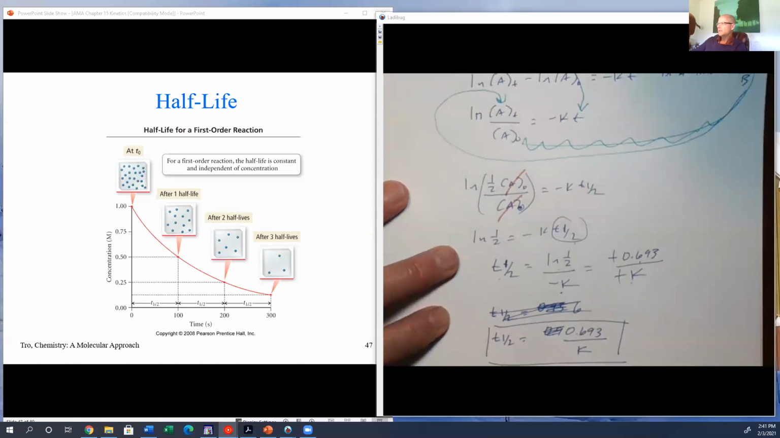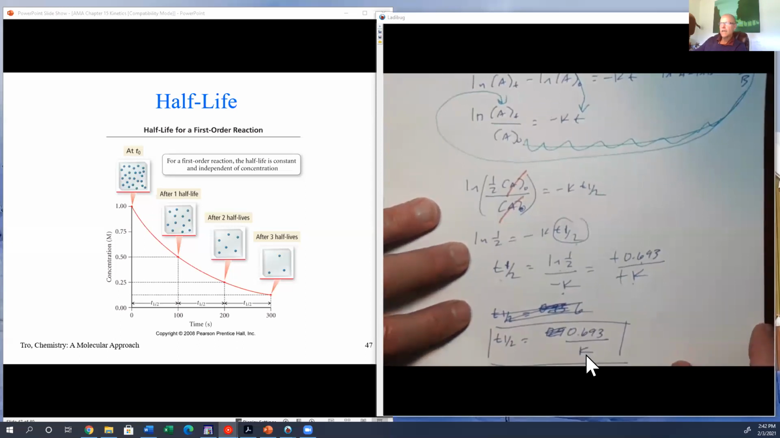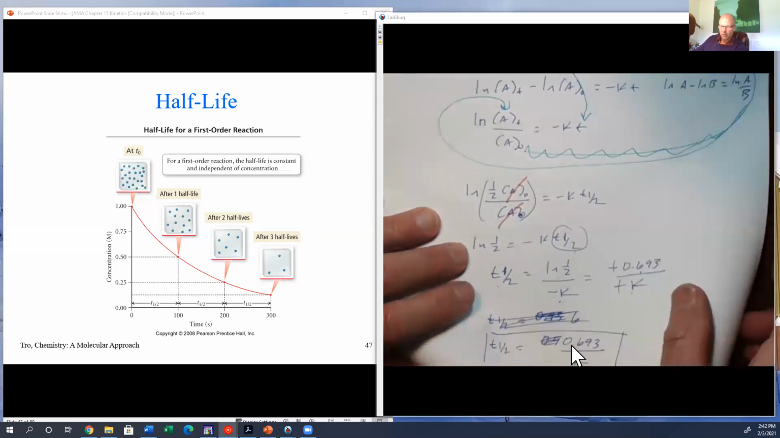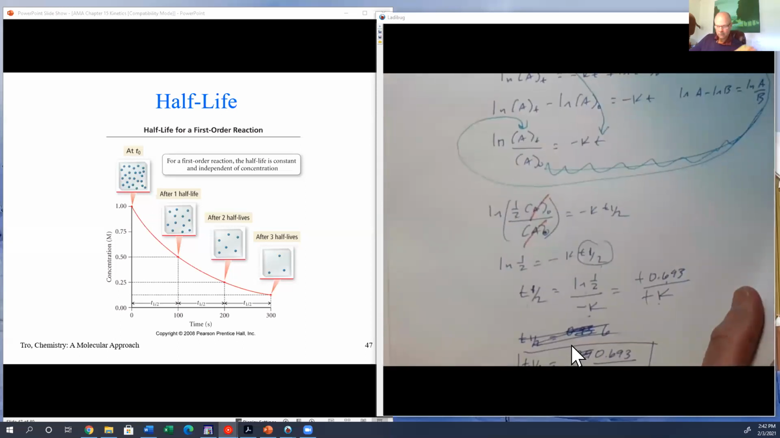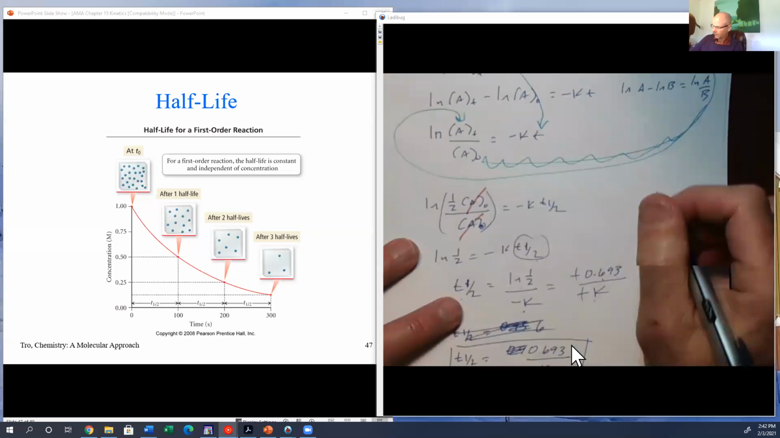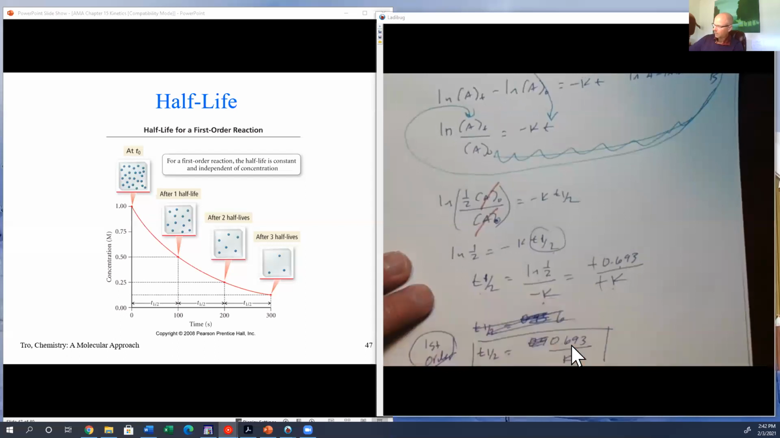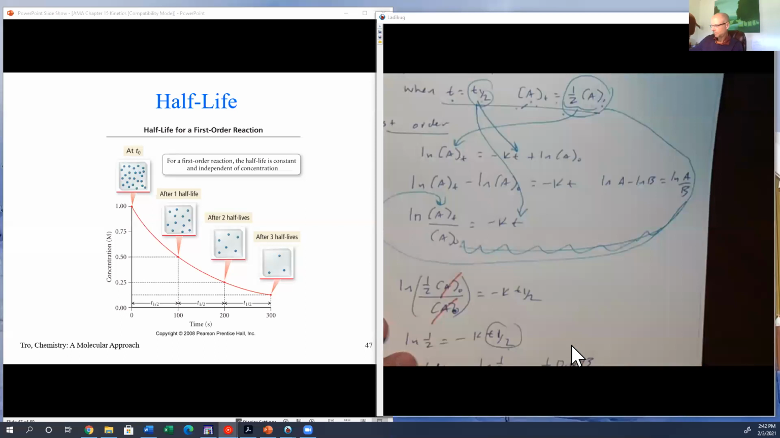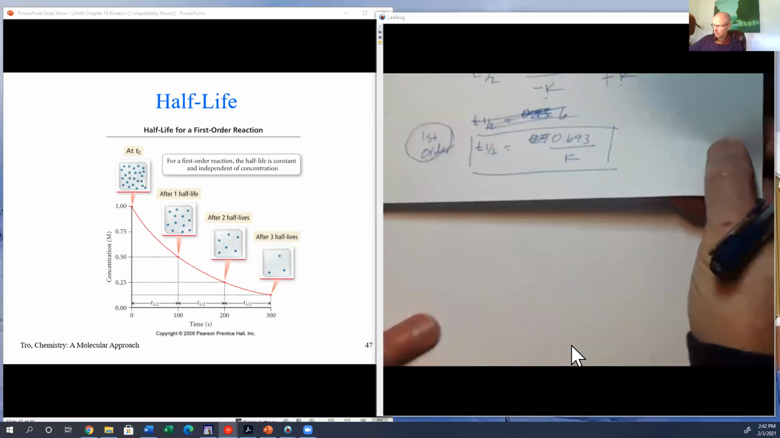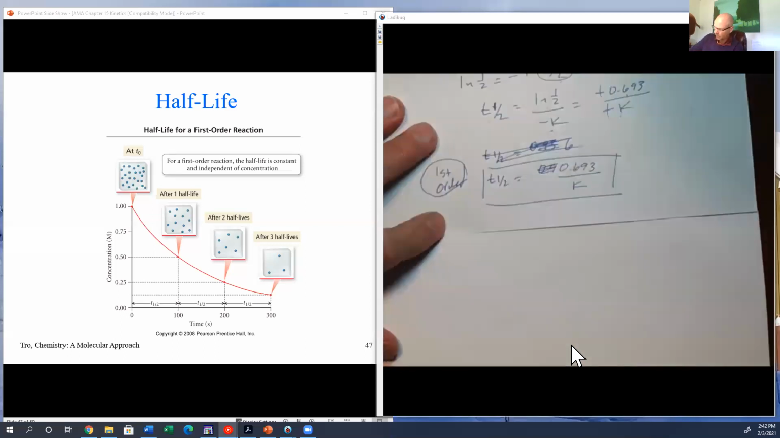All right, so this is the important conclusion right here. The relationship between the half-life and the rate constant, okay? I can do the same kind of derivation for the other half-lives. I won't do all those derivations. I'll just give you the results. So this is for a first order, right? For second order.